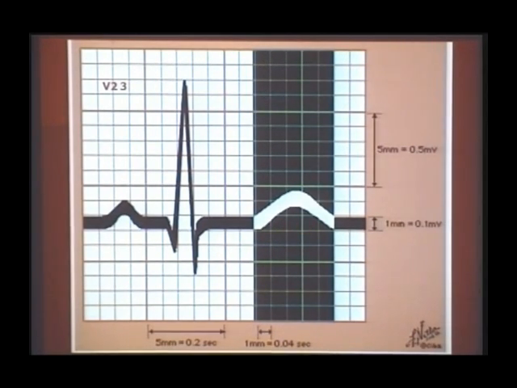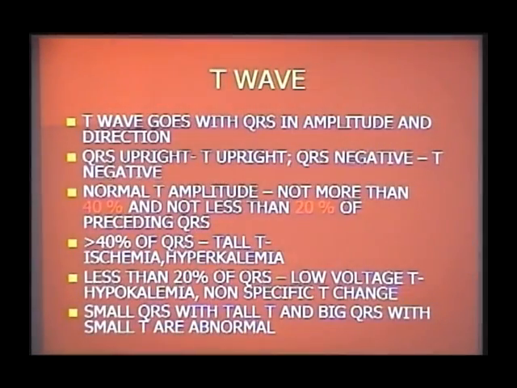It is only the amplitude from the baseline to the peak of the T wave that is the amplitude of the T wave. So the T wave goes with the QRS in amplitude and direction. This is what I told you. The normal T wave should not be more than 40% of the succeeding or the preceding R wave. It should not be more than 40% of the QRS. So it goes with the QRS.